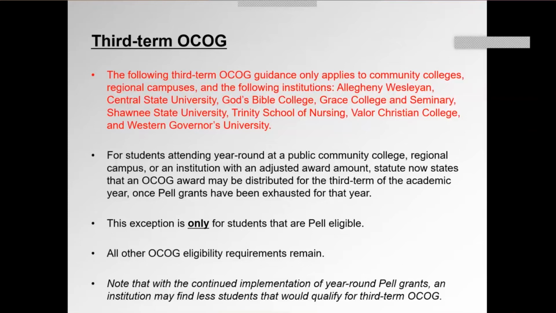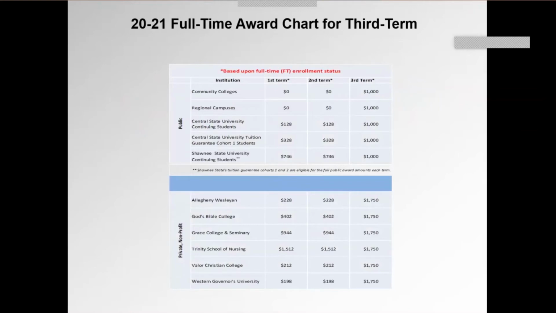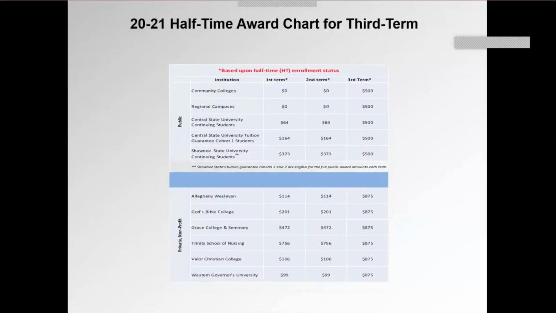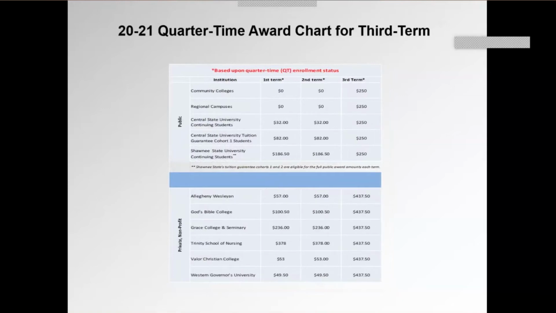So what the award chart would look like for a student who's in, again, just those institutions that I mentioned before, this is what the award chart would look like for a full-time. 0, 0 at a community college or regional campus for the first and second term, but then for that third term, they could get $1,000 for that. Again, just once after their Pell has been exhausted for the year. And so the same breakdown is available for the 3/4 time, the half time, and the quarter time enrollment status.